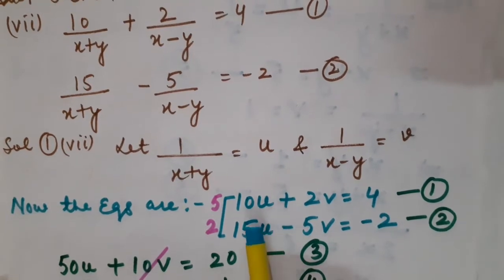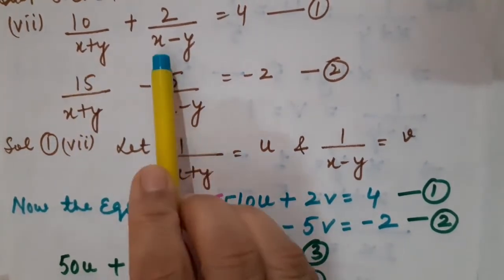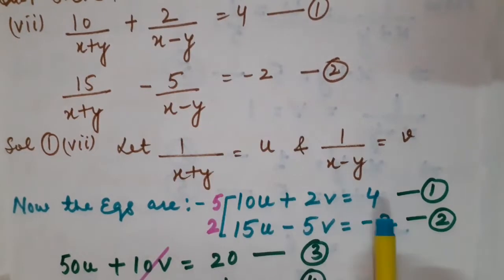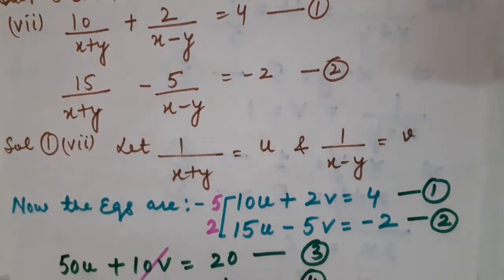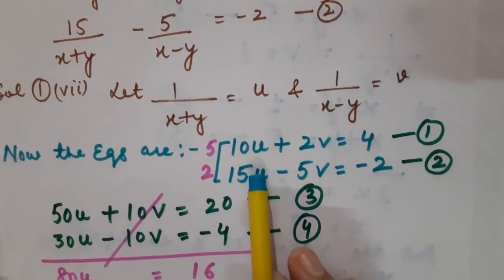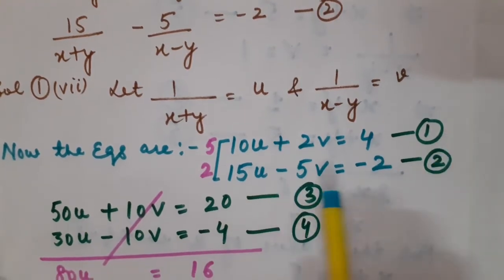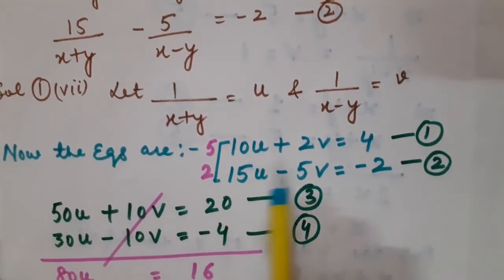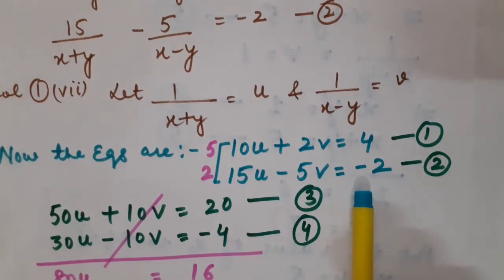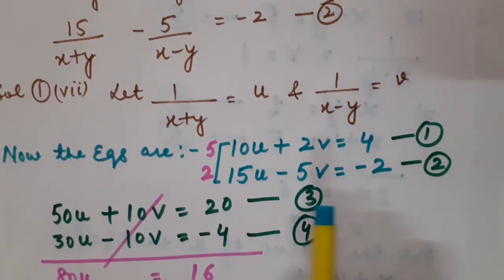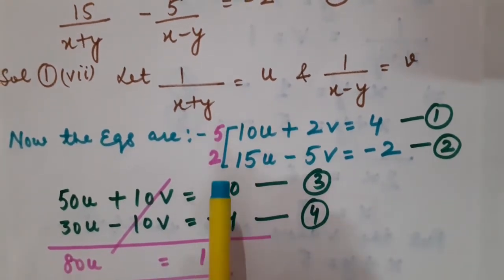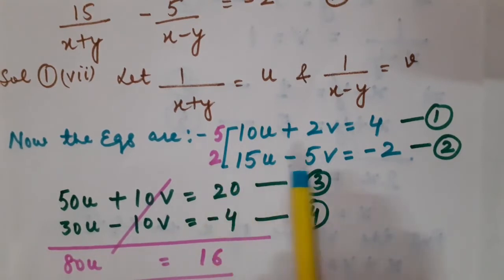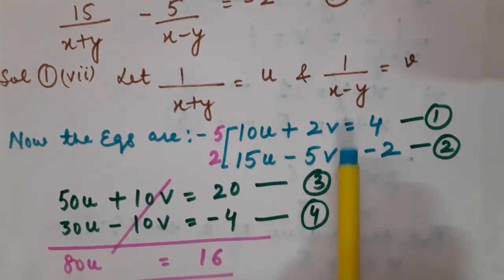So what we have got children, this is 10u plus 2v is equal to 4. 15u minus 5v is equal to minus 2. Fine children. So let them be considered as equation number 1 and equation number 2. Children, here you can notice how to solve this pair of linear equations in two variables. Here I am going to adopt the elimination method. What is to be done in that? You know very well. I am going to make the numerical coefficient of either u or v the same.